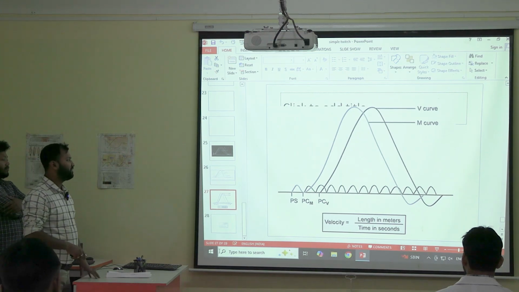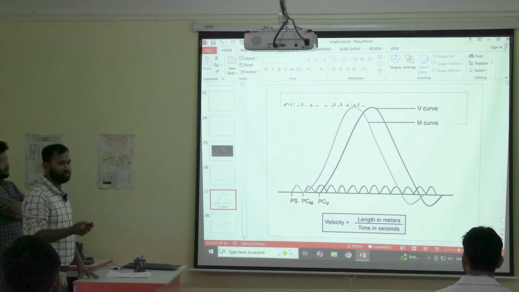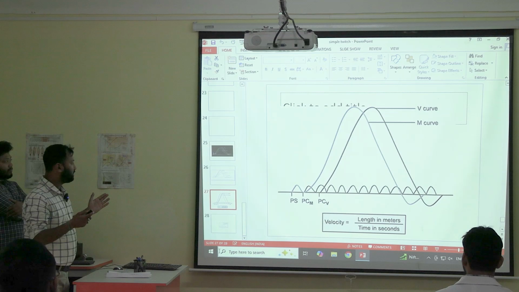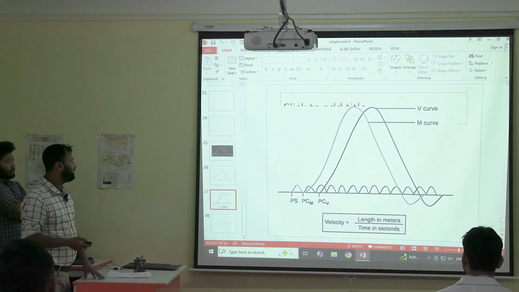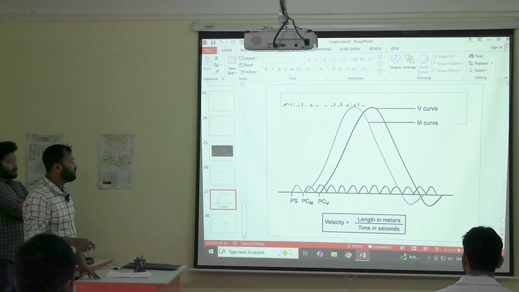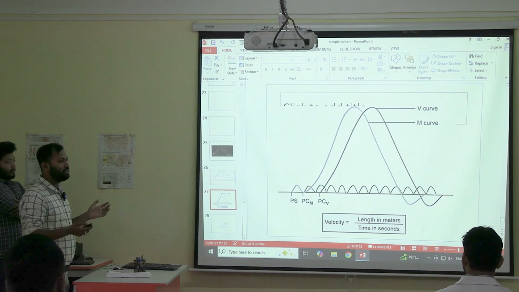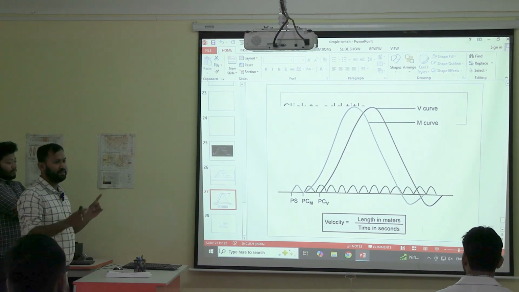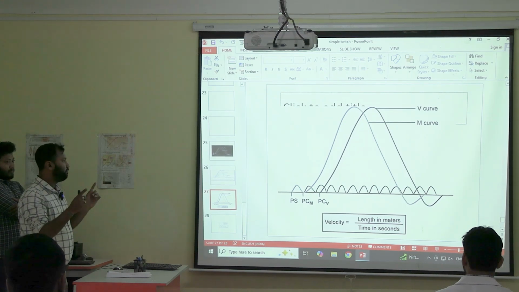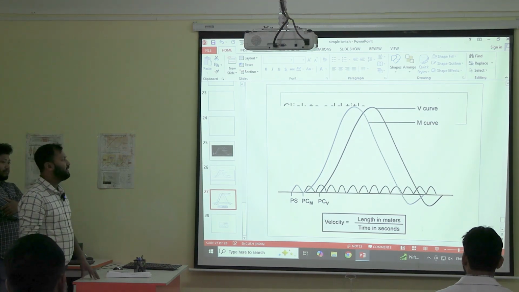By this we will calculate the velocity of the conduction of the stimulus within the sciatic nerve. So how can we calculate that? The length will be in meters. Suppose for our experiment we take the length of the sciatic nerve as 10 centimeters.